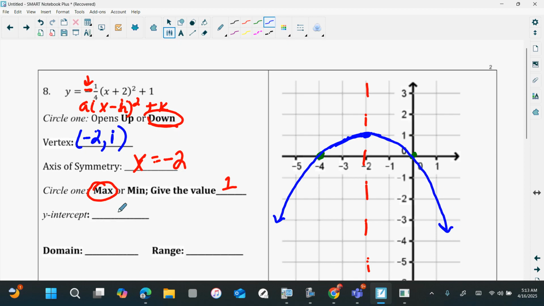So our y-intercept is at (0, 0). Domain is all real numbers. Range is less than or equal to 1.